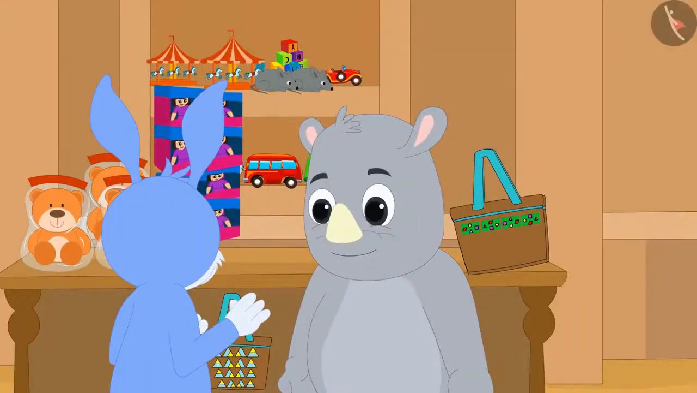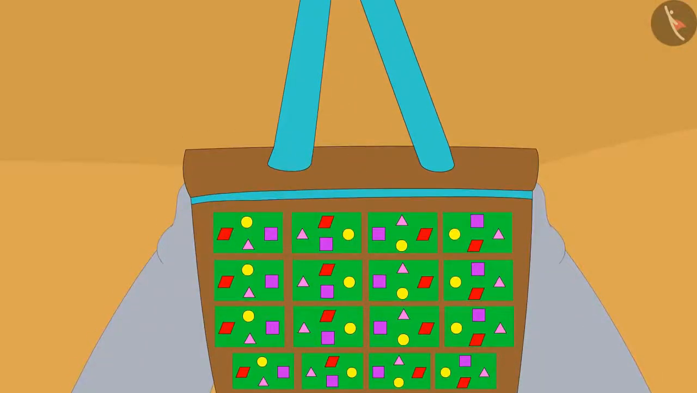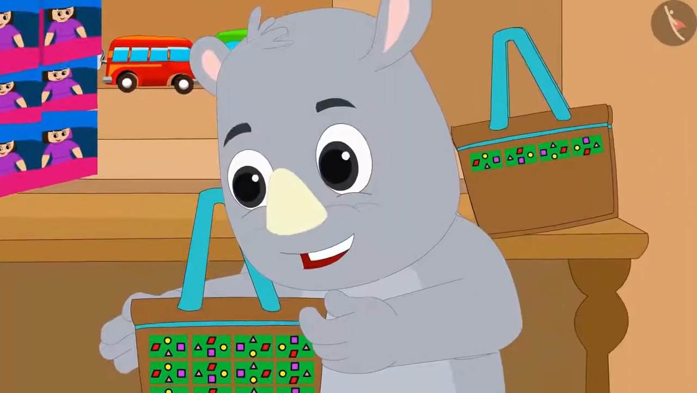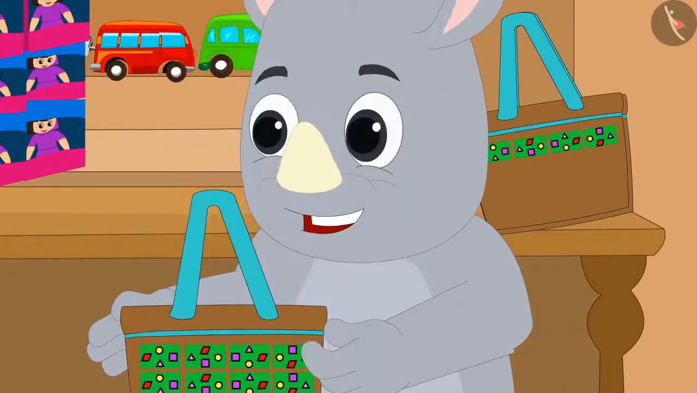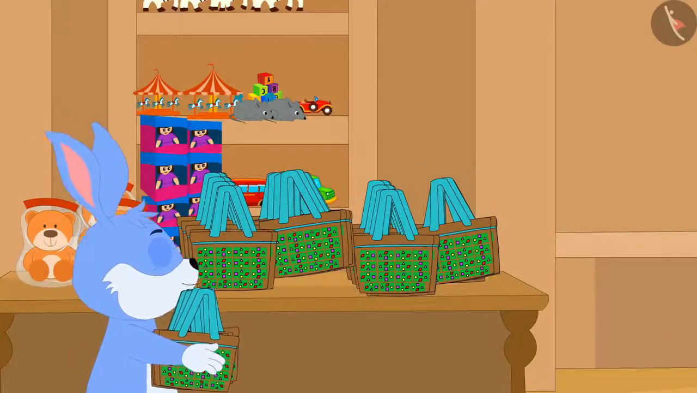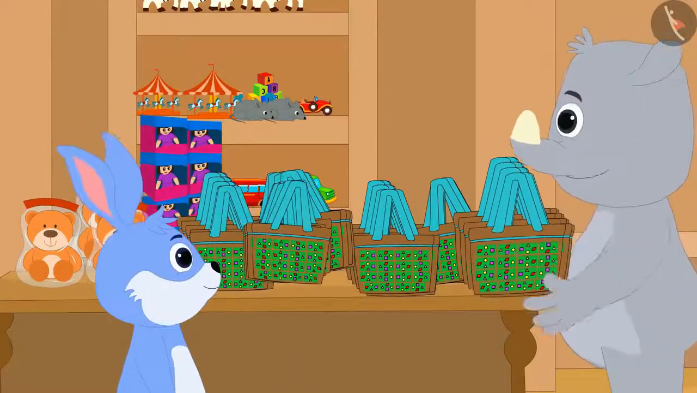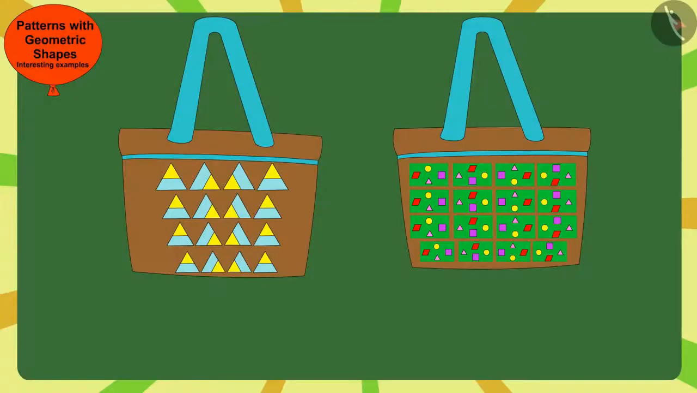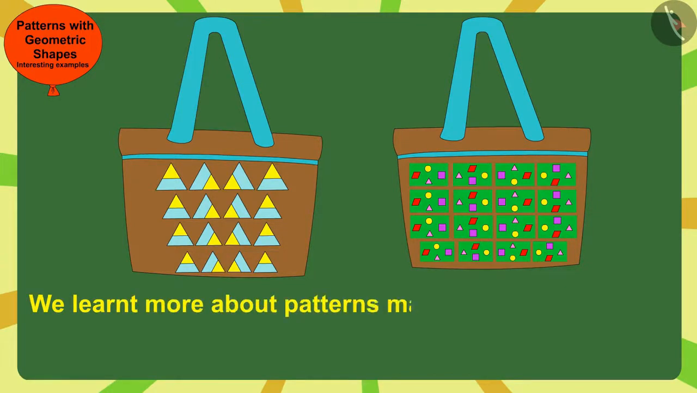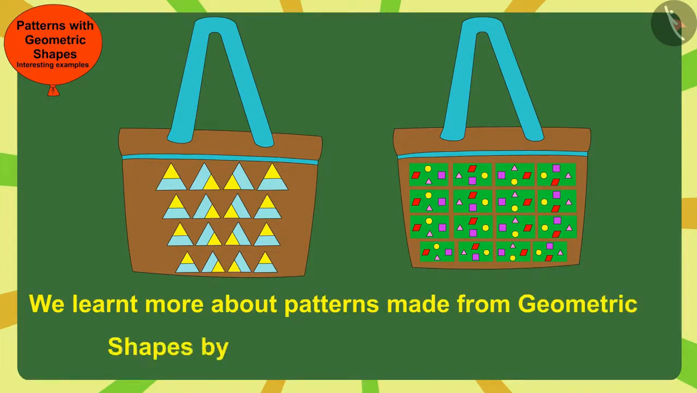When Gaggu saw the bag completed by Bunny, he liked it very much. And then both Gaggu and Bunny started making more beautiful bags together. Children, in this video, we learned more about patterns made from geometric shapes by some interesting examples. In the next video, we will see some common mistakes related to this.